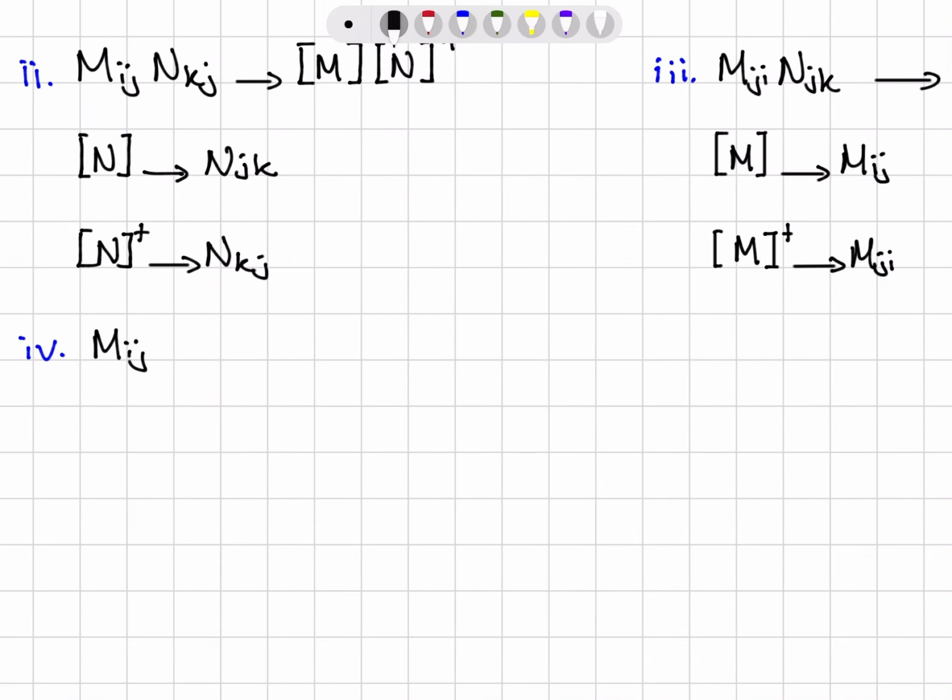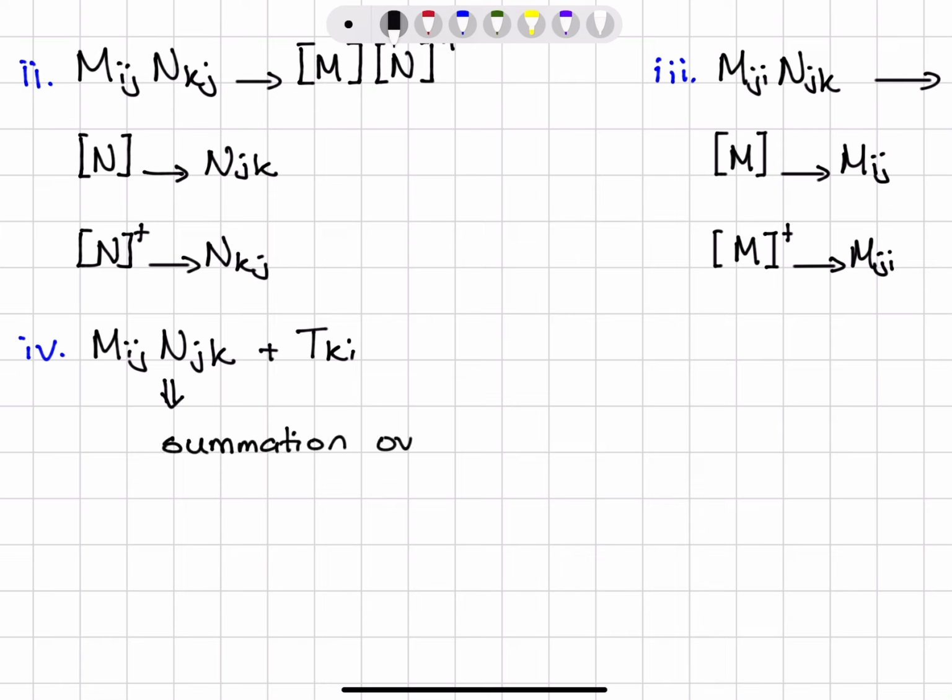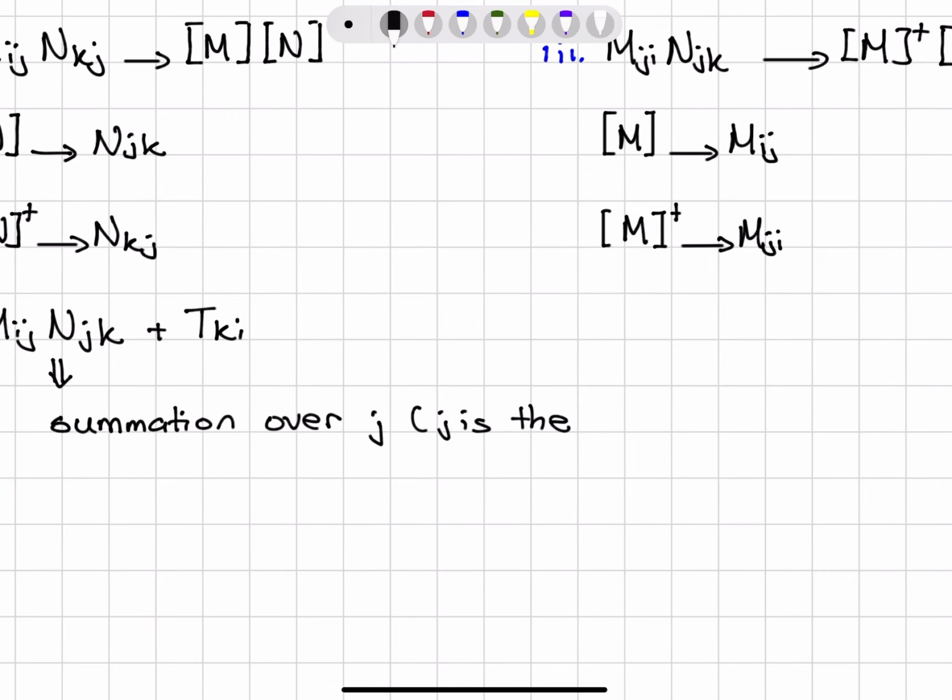Mij and Jk plus Tki. So the repeated index, J index, implies summation in subscript summation notation. So summation over J, because J is the contracted index.